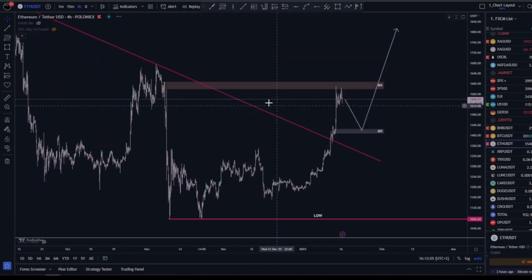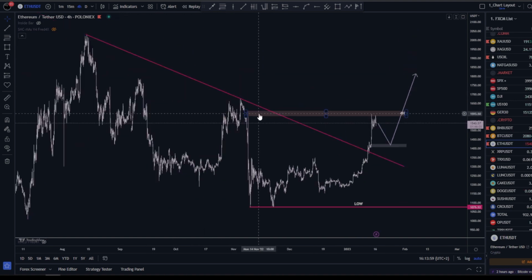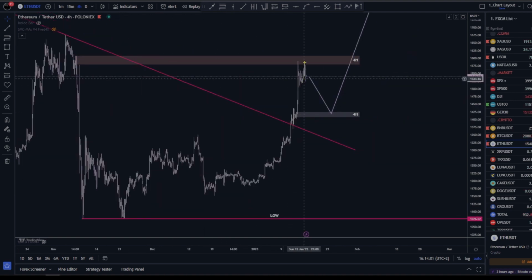Ether, same as Bitcoin, Ether hit a big supply level here. The price is starting to reverse. I'm expecting it to make a small consolidation, a flag or whatever, fall, consolidate again, fall until it reaches this level, the 1.4k level. So expecting the price to reach the 1.4k level, and then we'll look for buy setups, because the uptrend will continue, in my opinion.